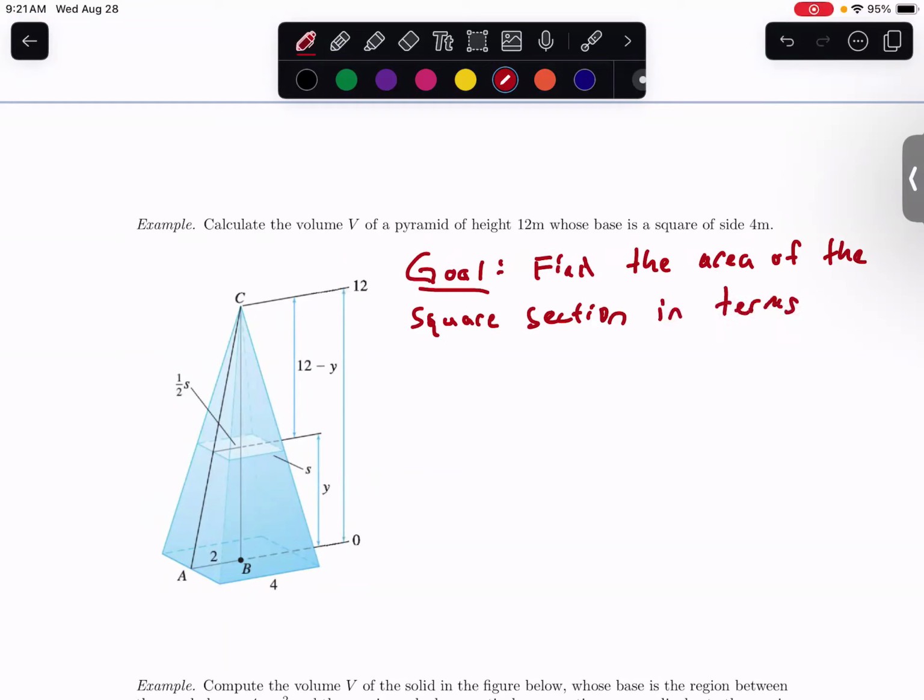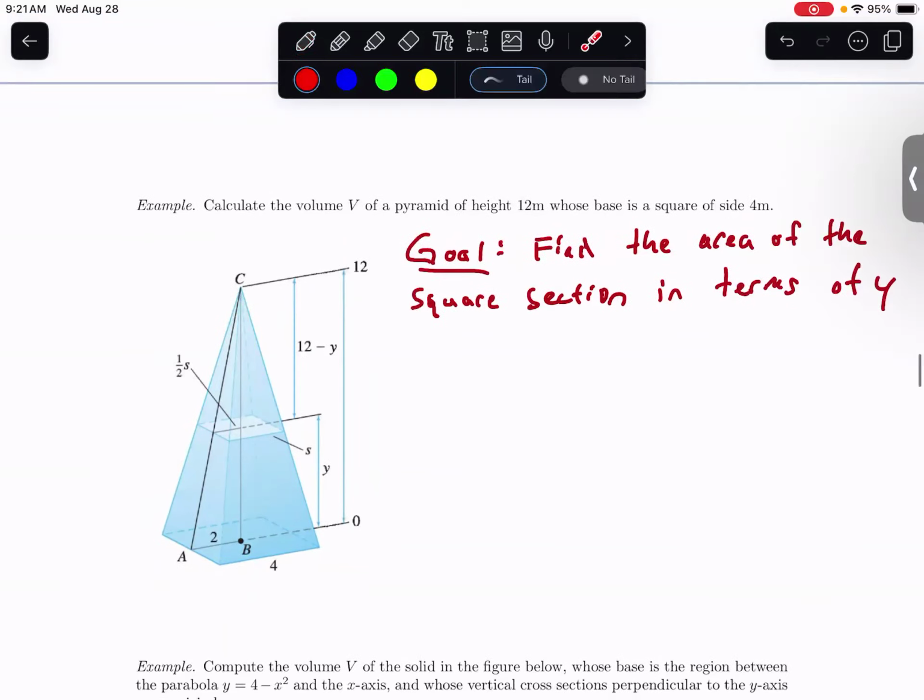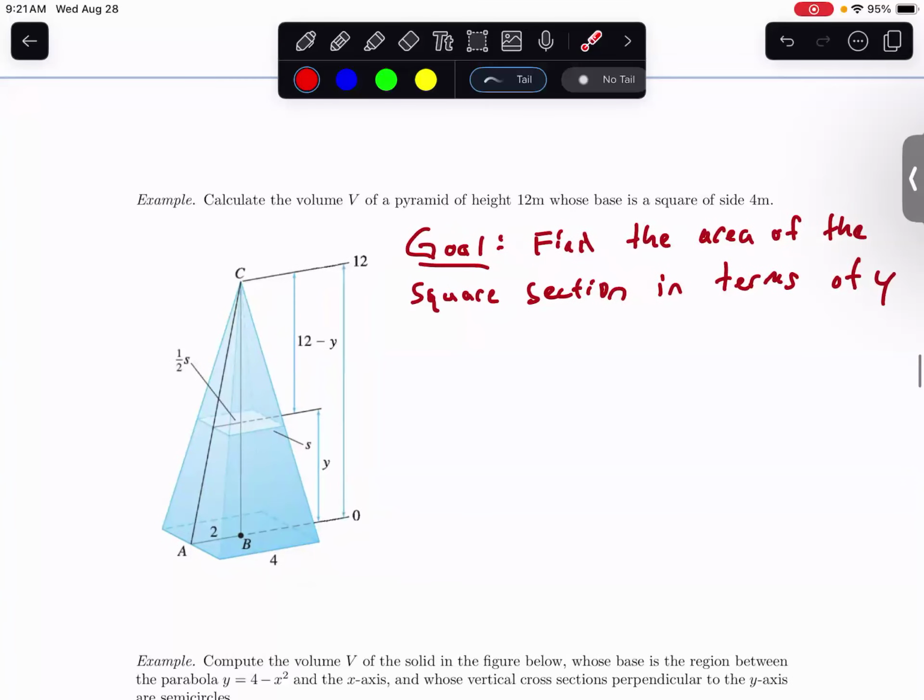Right, the area function should be in terms of y, or whatever our variable is going to be. Because if we just did it in terms of s, we see that the area of the cross-section, this side length is given by s, so the area is going to be given by s squared. But we want things in terms of y, because y is our variable. Y is the height of where the cross-section ends up occurring.